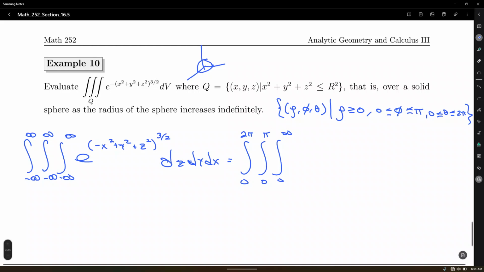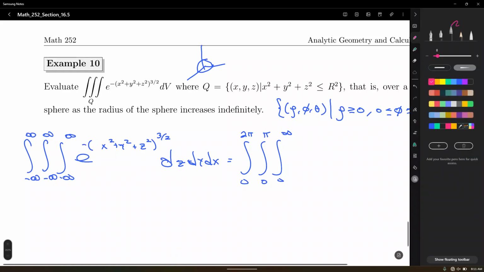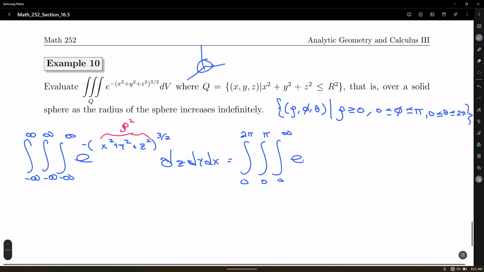And I'm going to convert this, oh, this is supposed to be negative outside. So I'm going to write this x squared plus y squared plus z squared as rho squared, so that'll be e to the negative rho squared to the 3 halves. And dz dy dx, what does that become? Rho squared sine phi d rho d phi d theta. And we can simplify the exponent on rho in the integrand.